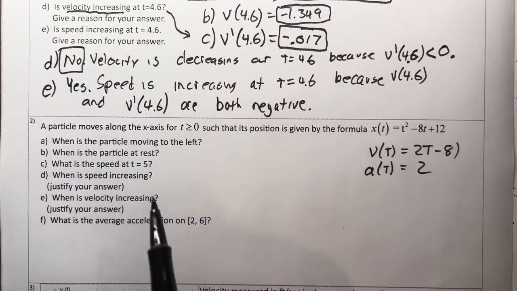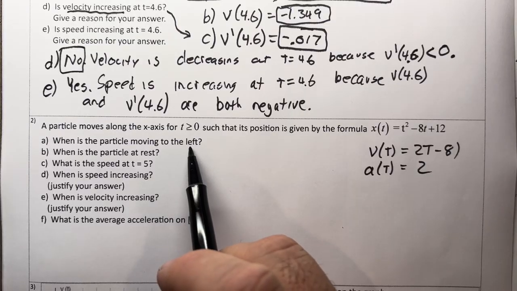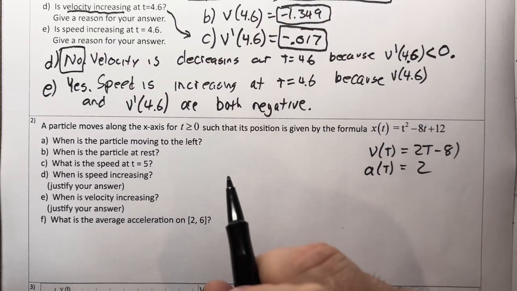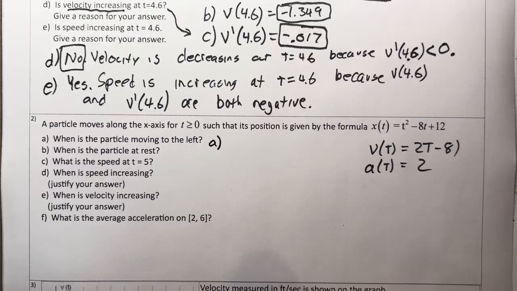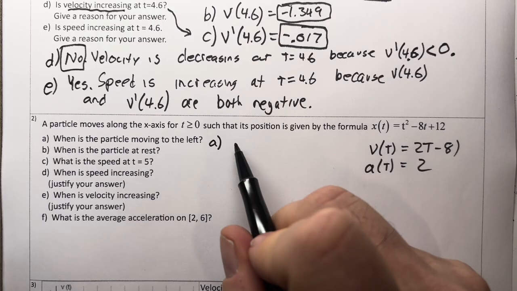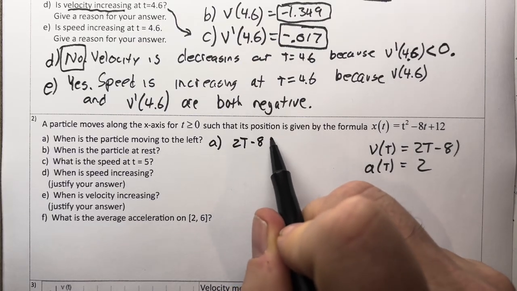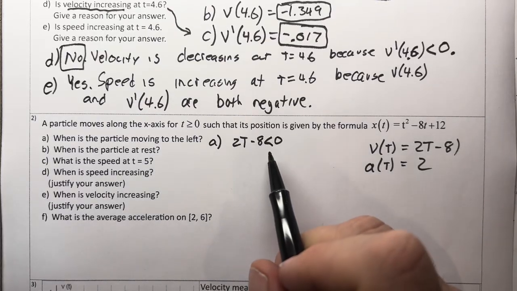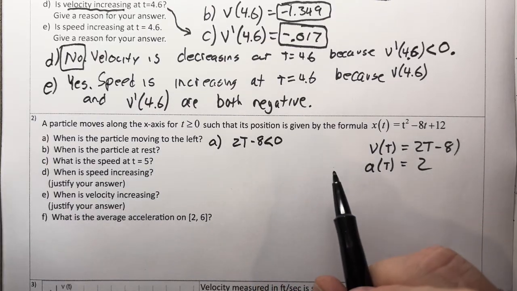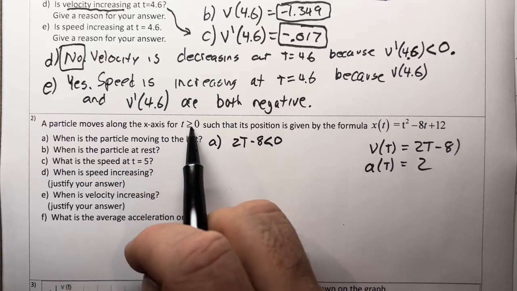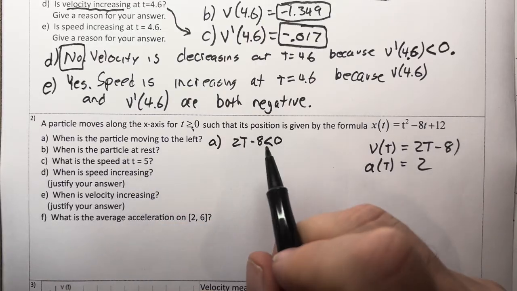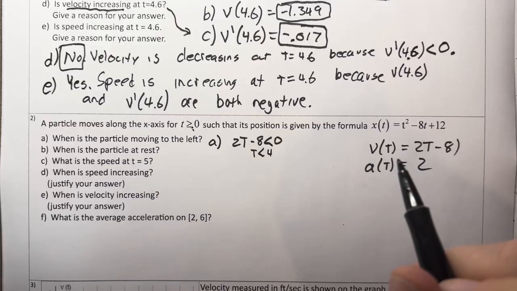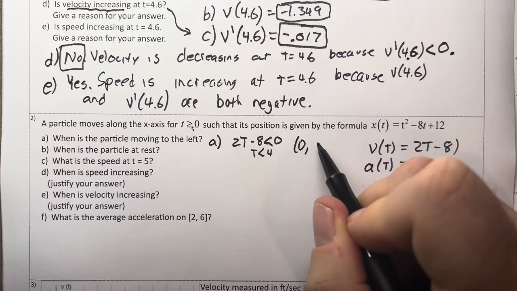All right, when is the particle moving to the left? So part A, labeled, that's going to be when 2t minus 8 is less than 0. Something moving left or down when velocity is negative. And so that's going to be, here we have t is greater than or equal to 0. So that's going to be when t is less than 4. So let's say from 0 to 4.